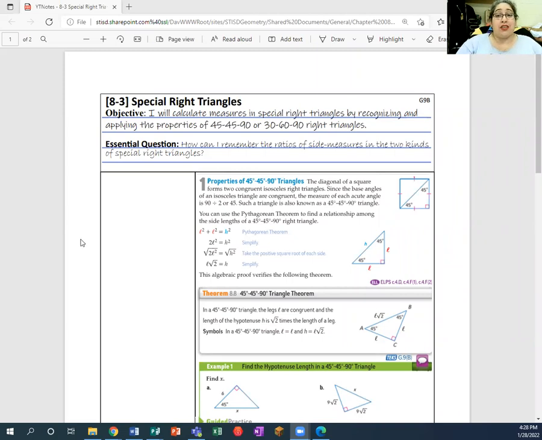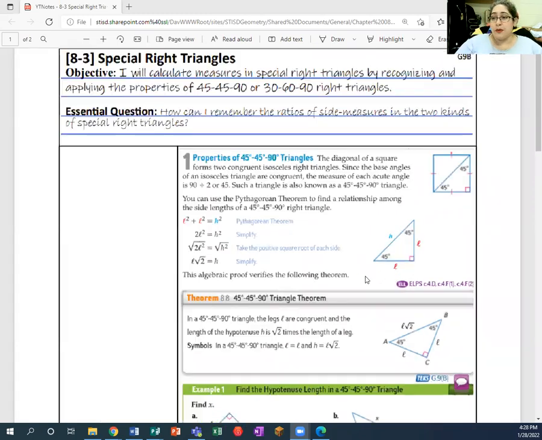This is section 8.3, and we'll be calculating measures of special right triangles by recognizing and applying the properties of the two kinds of special right triangles. So we're looking at right triangles that have angle measures of 45, 45, and 90, and then right triangles that have angle measures of 30, 60, 90.